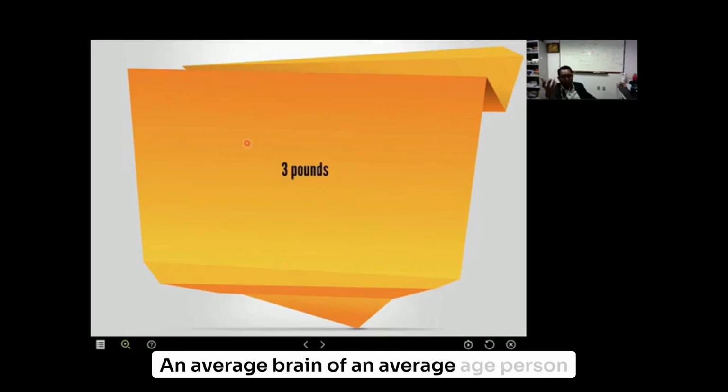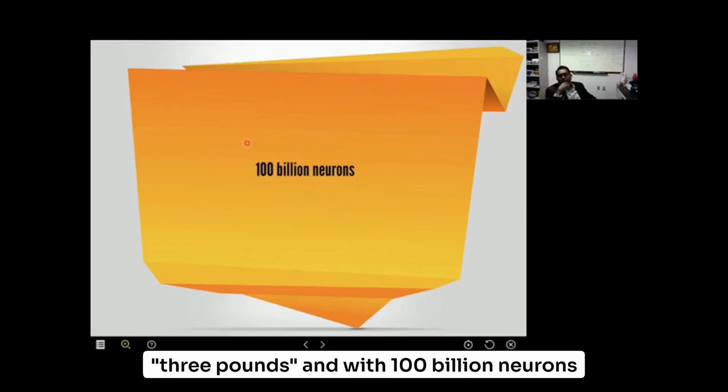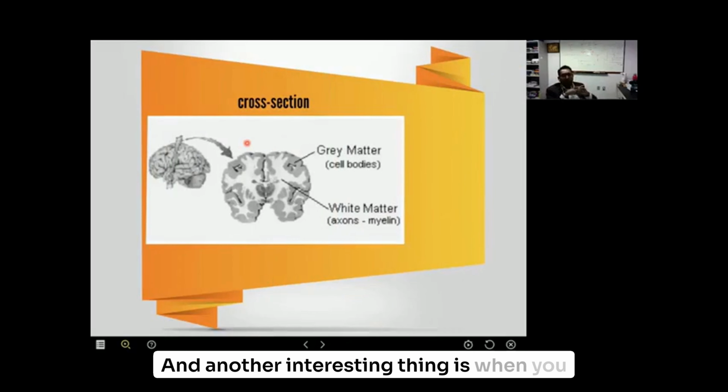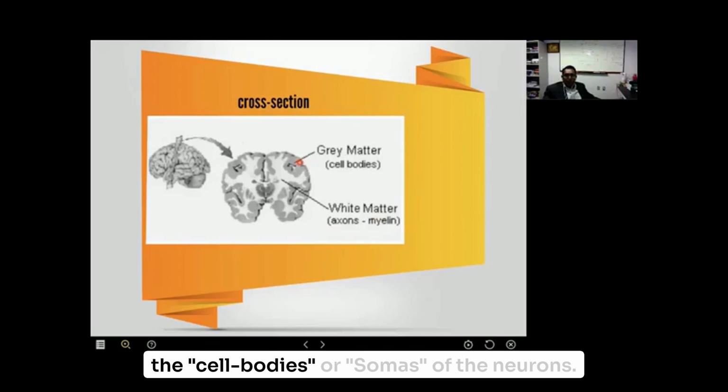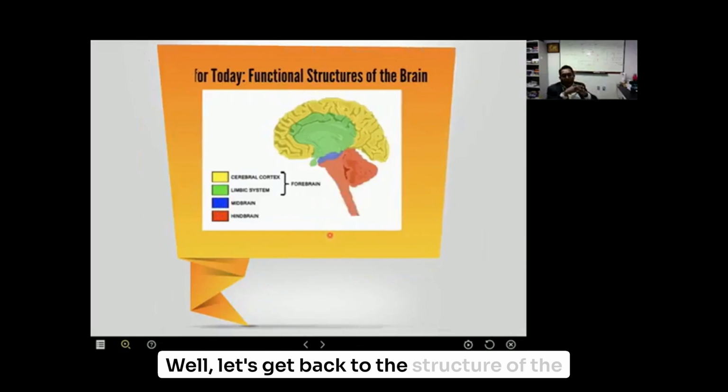The average brain of an average-aged person with average height and weight weighs about 3 pounds, with 100 billion neurons in it. Another interesting thing is when you take a cross section of the brain, you'll see white and gray matter. The white matter is white because of the fatty myelin sheath around the axons of the myelinated neurons, while the gray matter is because of the non-myelinated axons or the cell bodies or somas of the neurons. So gray matter comes from cell bodies and the white matter comes from the myelinated axons of some neurons. Well, let's get back to the structure of the brain now.